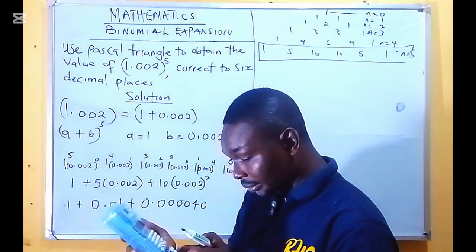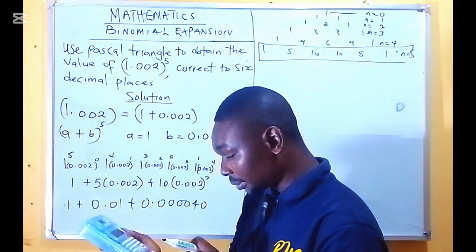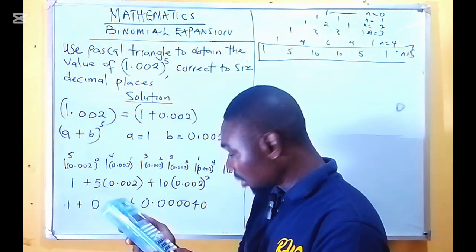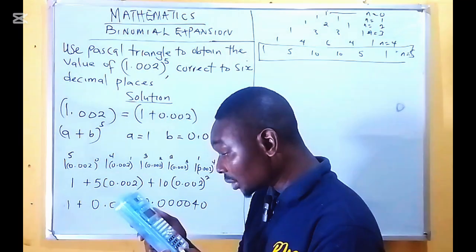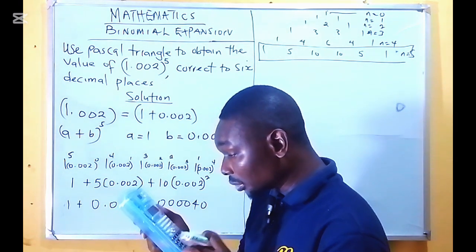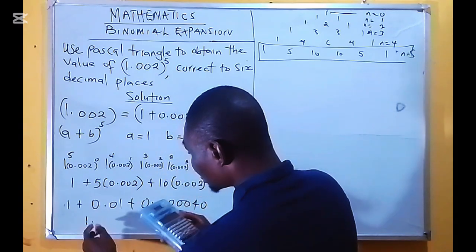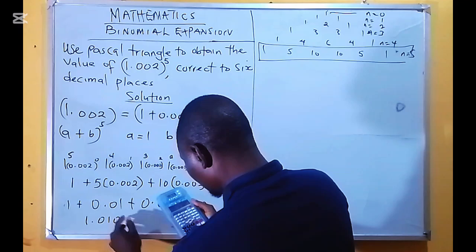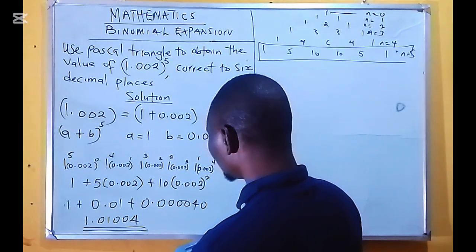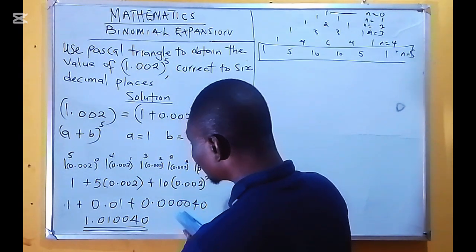So if you add this number, what do you now have? We have 1 plus 0.01 plus 0.00040, which is equals to 1.01004 to 6 decimal places.